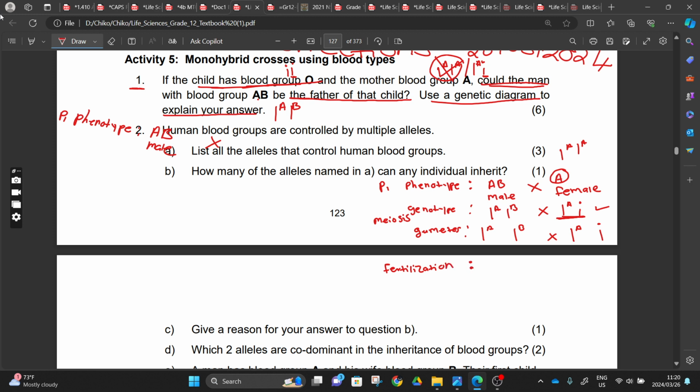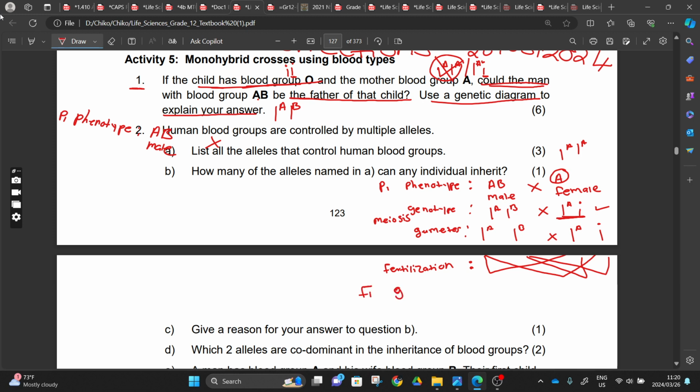In previous years they used to say fusion here, but it's fertilization. For fertilization, you can use the arrow method or the Punnett square. Then there you'll know fertilization, and then we'll have F1. This is what you have to write.